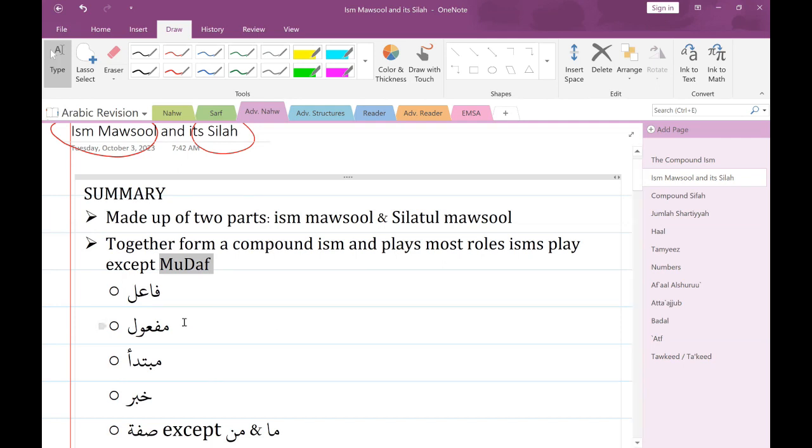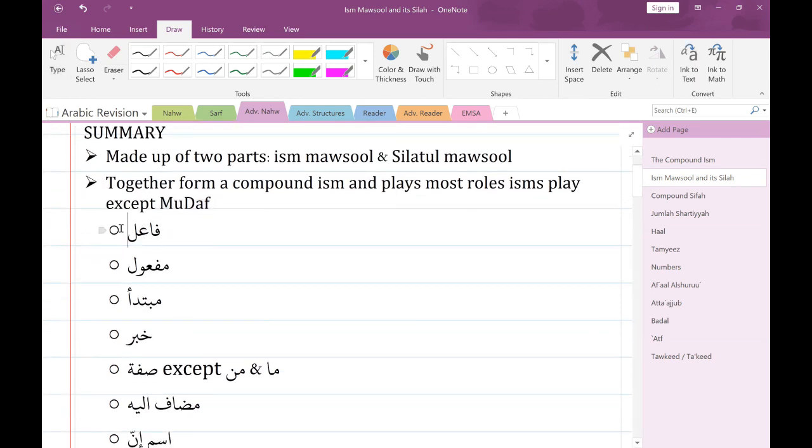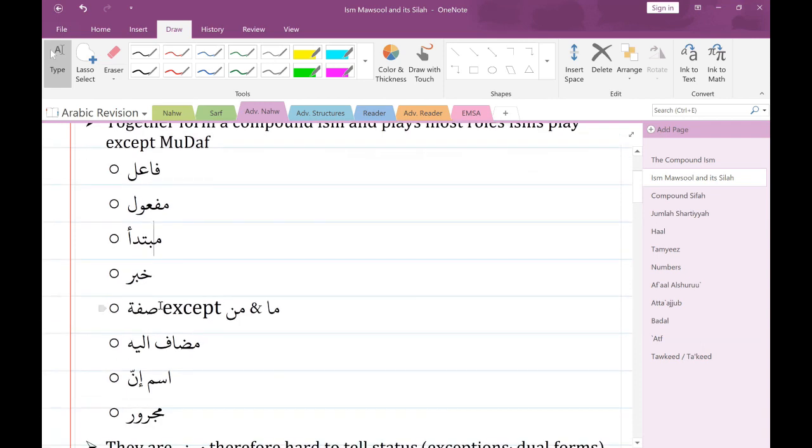That's very important. So it can be a fa'il, for example, like the outside doer of something. It can be a maf'ul, like the whole structure, the ism mawsool and its sila, can be a maf'ul bihi fi mahalli nasab. It can be a mubtada if it's a jumla ismiya. It can act as a mubtada. It can act as a khabar of a mubtada. So huwa, maybe that's the mubtada, and then you have an ism mawsool and its sila, and we're going to see examples of it. It can act as a sifa of something.